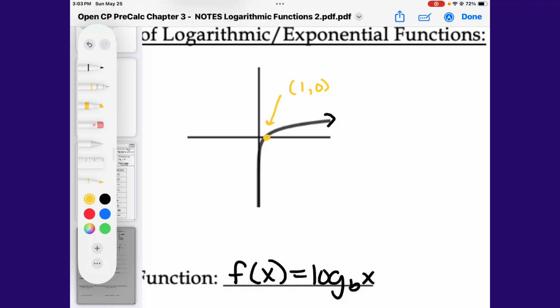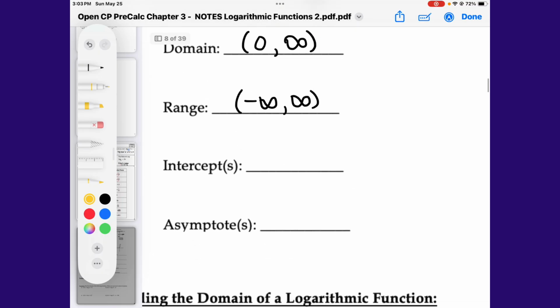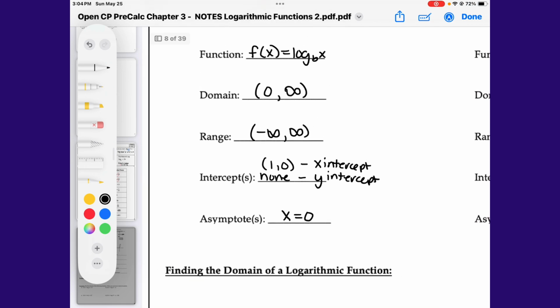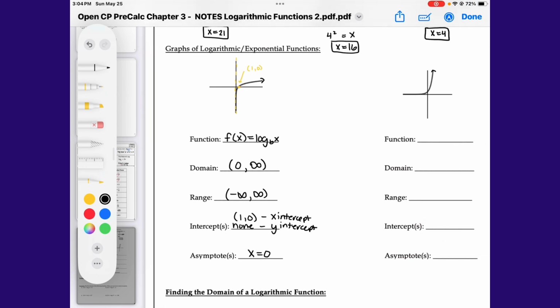And because we have that vertical asymptote happening, we never touch the y-axis. So we don't have any y-intercepts. So we have an intercept of (1, 0). This is our x-intercept. And we have none for the y-intercept. We have one asymptote. It is at the line x is equal to 0. Just remember, we always write asymptotes as lines. They are not just a number.